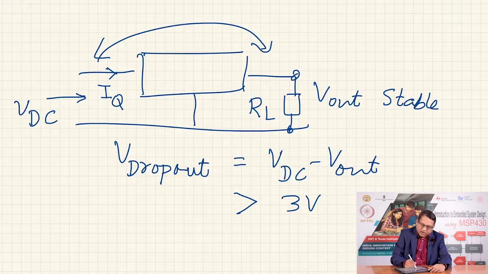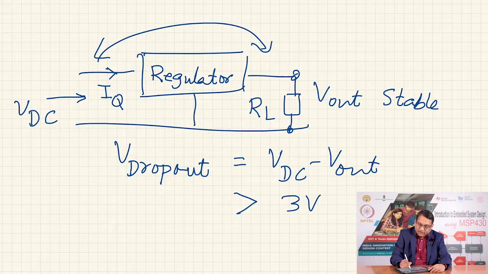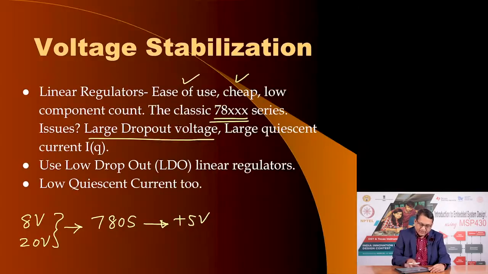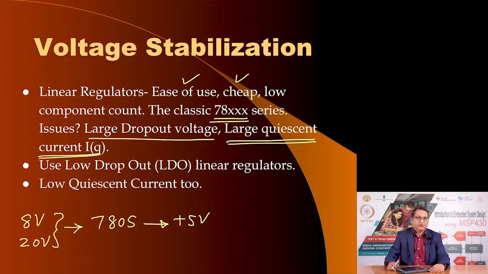This current, if it is going into the regulator, this is your regulator. If a certain amount of current is going in, even though there is no current going out, then obviously this current has to come out through the ground terminal, reference terminal. This is the quiescent current, and these 7/8 series of regulators suffer from a large quiescent current. How large? This is typically 10 milliamperes.